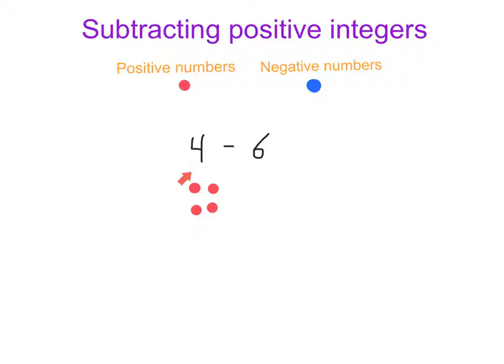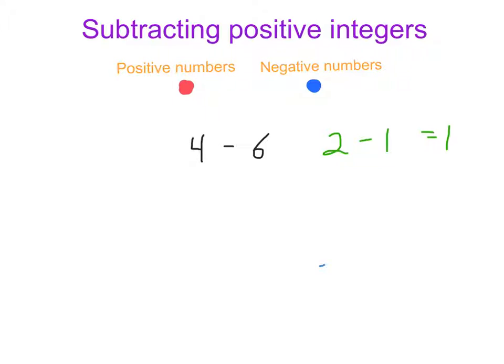So here you can see I have my 4 and I want to take away 6. So if I took 6 away, 1, 2, 3, 4, you can see, oh wait a minute, I have to take away 6 and I've only taken away 4. So let's take a look at how we do that. So let's take a look at this simple problem here. We all know that 2 take away 1 is going to equal 1.